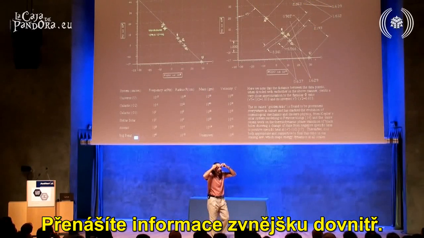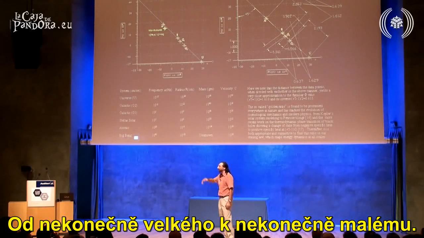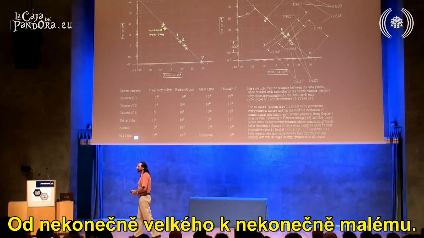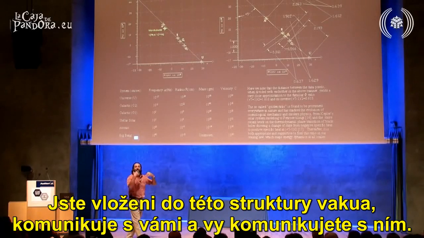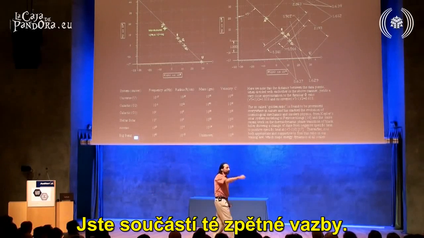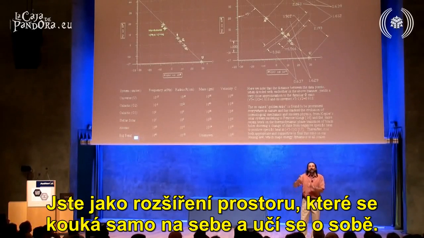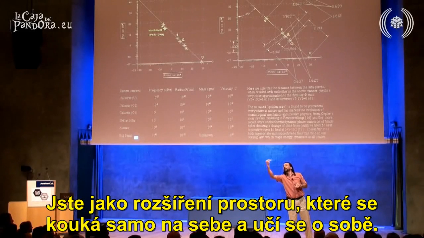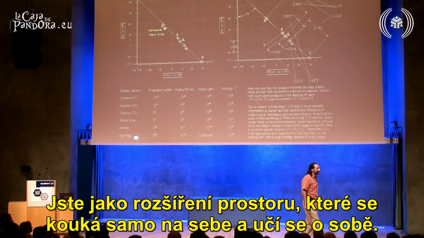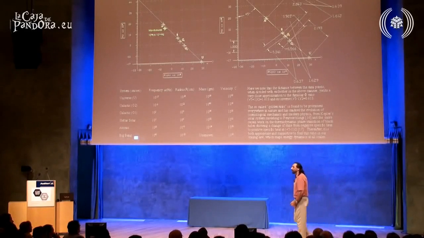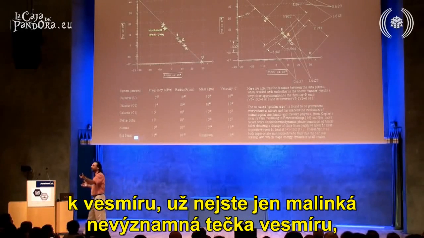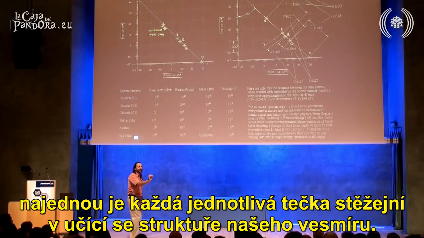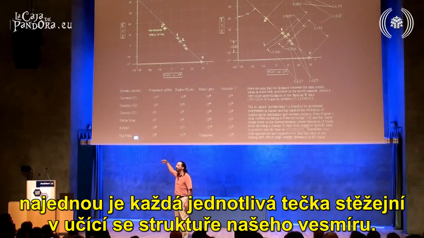You're transferring information from the outside to the inside, from infinitely big to infinitely small. You're embedded into the structure of the vacuum. It's communicating with you, and you're communicating with it. You're part of that feedback. You're like an extension of space looking back at itself and learning about itself. That gives you a different sense of your responsibility. That gives you a different sense of your relationship to the universe. You're no longer just an insignificant little dot in the universe. All of a sudden, every single dot is crucial to the learning structure of our universe.